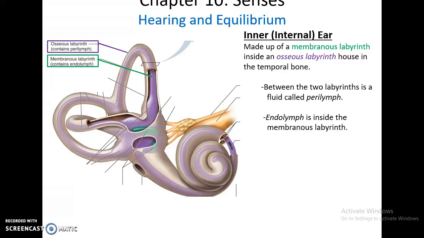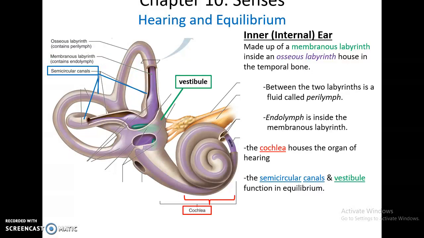The internal ear is made up of the outer osseous or bony labyrinth, and that is a hard structure, and inside that is a membrane structure referred to as the membranous labyrinth. There are fluids both outside of the membranous labyrinth, called perilymph, and inside it, called endolymph.